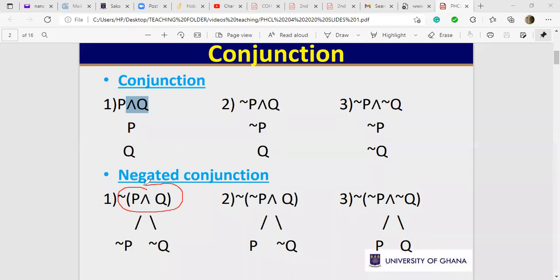Are you seeing my screen, friends? Those of you who are math inclined will enjoy this. Look at what I have currently. It's not the same as what we have at the top, number 2. Look at this one: there is a negation outside, then the formula inside a bracket, what we call the parenthesis. So what I have now on the screen is a negated conjunction. It's not the same as the earlier ones we saw.